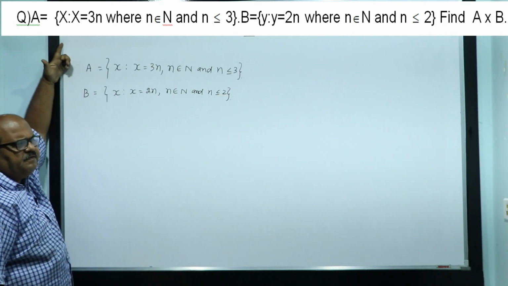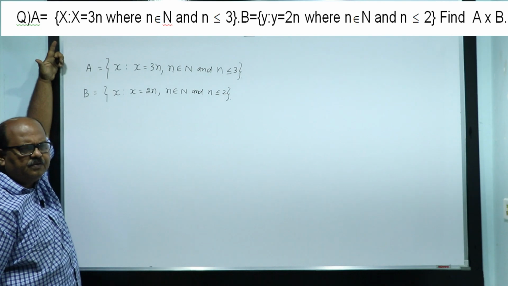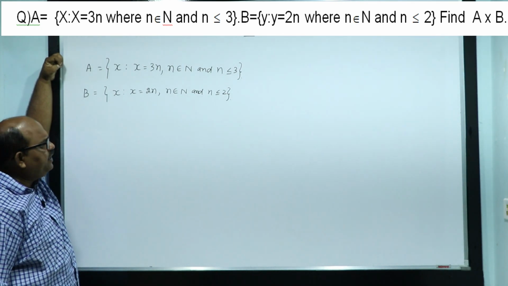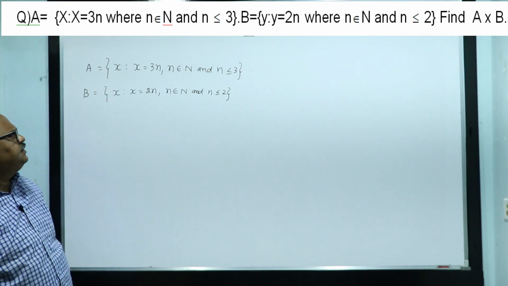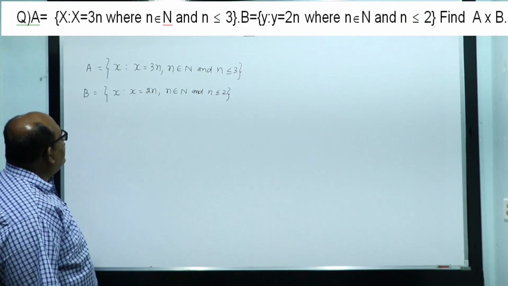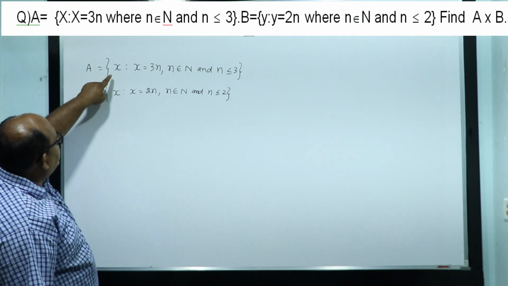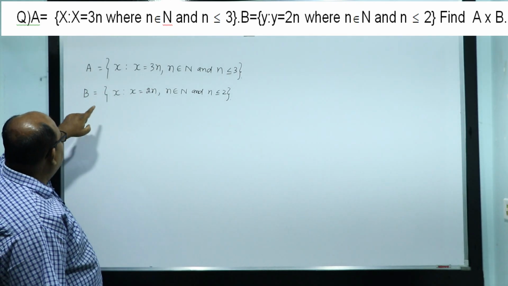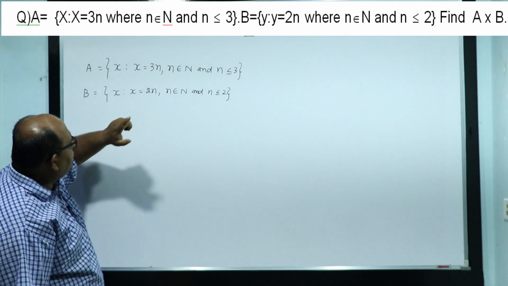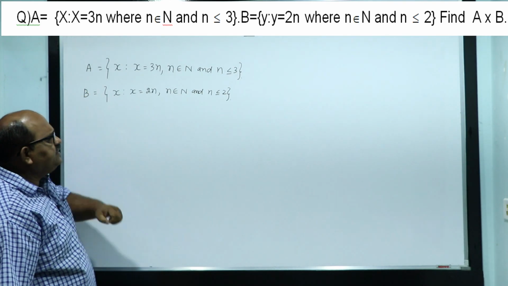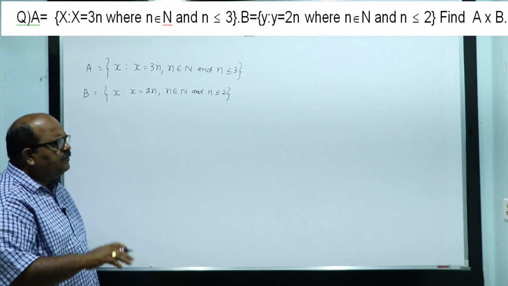What is asked? Very simple. Find A cross B and B cross A. Very simple questions. Okay, so what will we do? We have to find the elements of A, and also the elements of B. Then it is very easy to write A cross B.